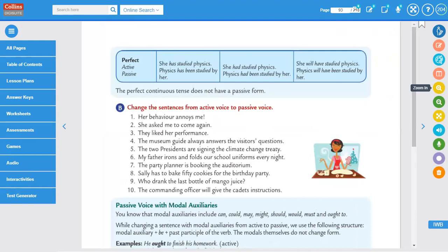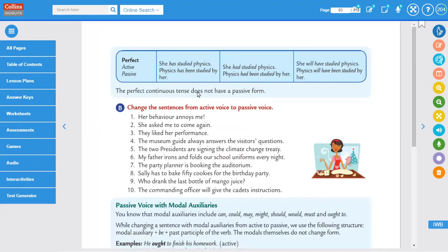Next up, we have the perfect tenses: present perfect, past perfect, future perfect tense. Active voice, she has studied physics. Past perfect tense, she had studied physics. Future perfect tense, she will have studied physics. Passive voice, physics has been studied by her. Physics had been studied by her. Physics will have been studied by her.